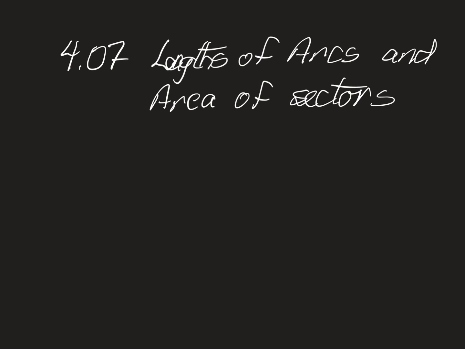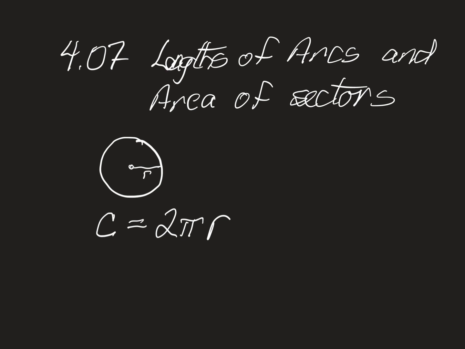And so we've come to the end of lesson 4.07, where we want to be able to find the lengths of arcs and the area of sectors. So let's look at these two things. There are a couple of things we know about a circle. One of the things we know is the circumference is 2 pi r. That's the whole circumference of the circle. If you know the radius, multiply the radius by 2 pi, and you get the circumference.